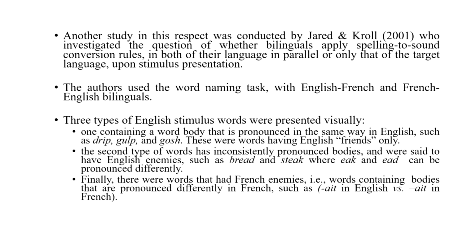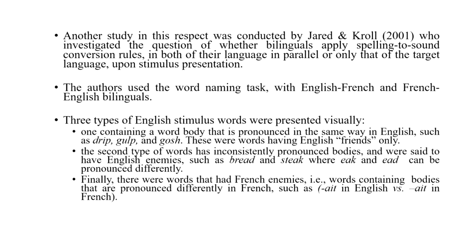The second type of words have inconsistently pronounced word bodies, which were basically set, and they were said to have English enemies. So for example, in the words bread and steak, the EA body part and the EA phoneme is actually pronounced differently. So ek versus ed.